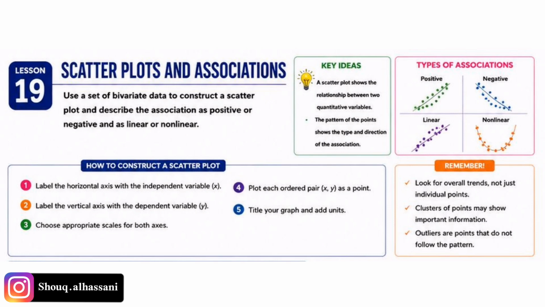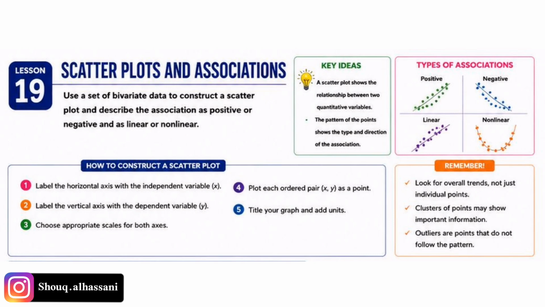Lesson 19, Scatter plots and association. We will learn scatter plots. A scatter plot is a graph that shows the link between two things. And to make it, first we write x on the bottom line. This is the independent variable. Then we write y on the side line. This is the dependent variable. Next, we choose simple numbers for the scale. After that, we put each point on the graph. In the end, we give the graph a title.